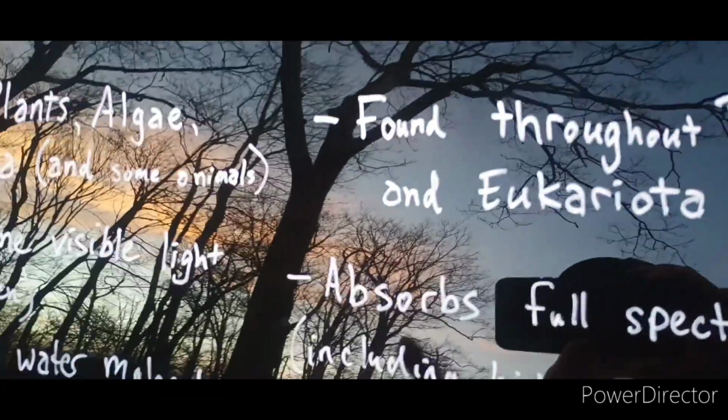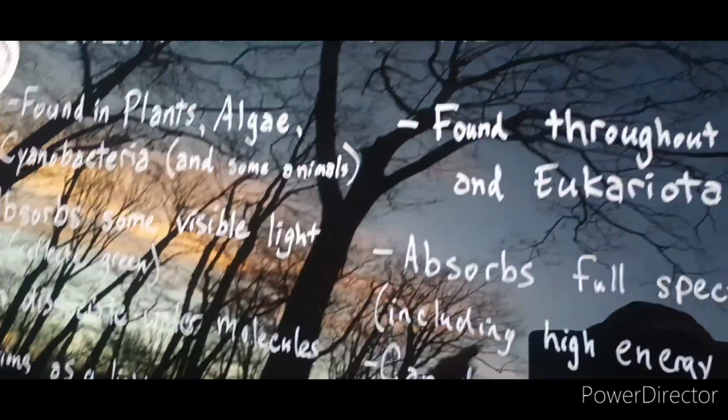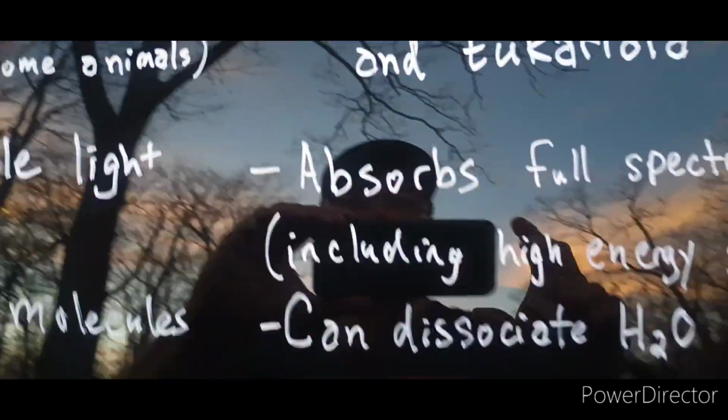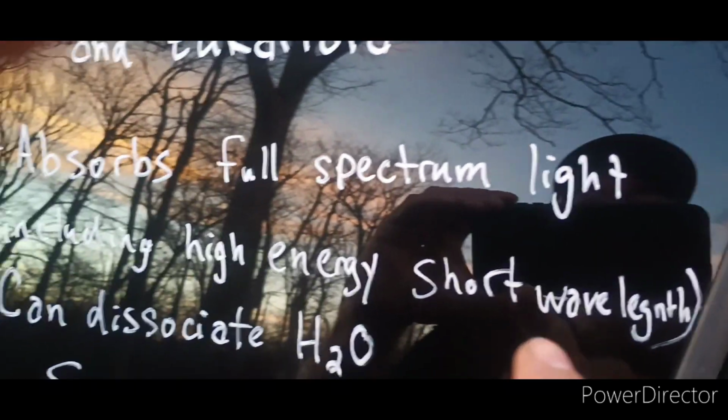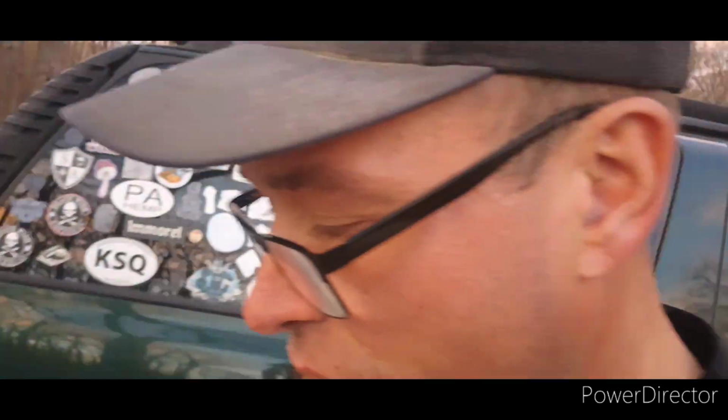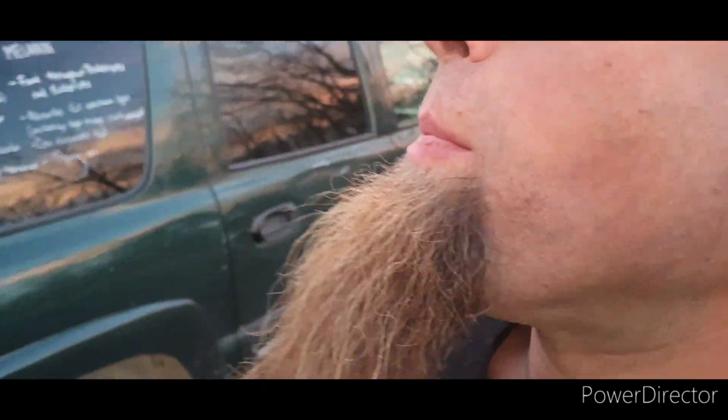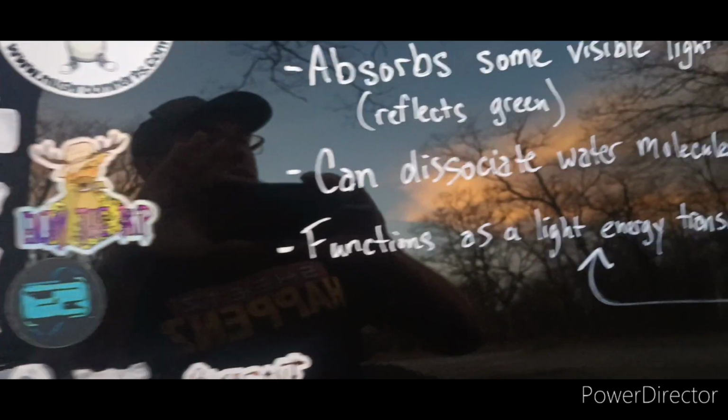But dark melanin, especially fungal melanin, the kind that you saw in that little sample I showed you, absorbs full spectrum light, including high energy short wavelength, that ionizing stuff that I talked about in that fungal colors video I did about a month or so ago. Anyway, let's keep this going.